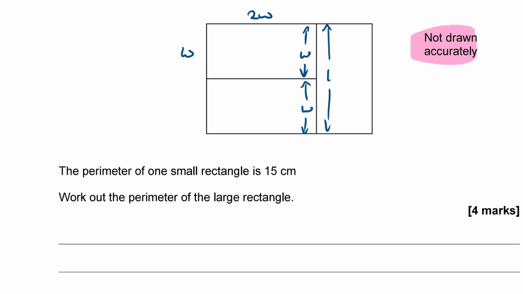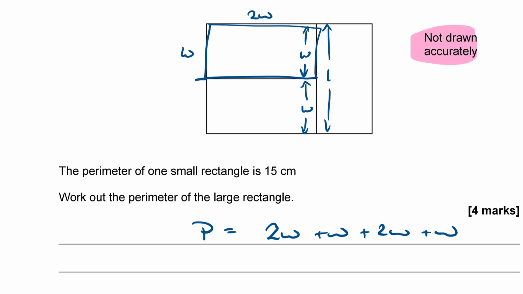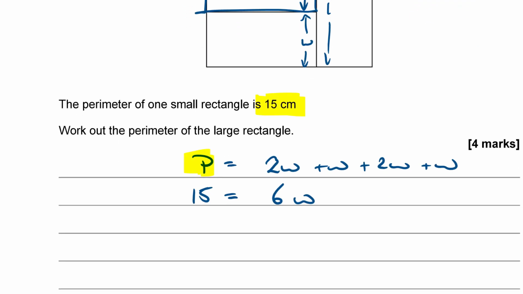So then its perimeter is going to be those four sides added together. So my 2W plus my W plus my 2W plus my W going around the rectangle. So how many W's is that then? That's 6 W's altogether. And we're told that the perimeter of the small rectangle is 15. So we can replace the P there with the 15. And that tells me that 6W is equal to 15. So dividing both sides by 6, I'm going to get W equals 15 over 6.